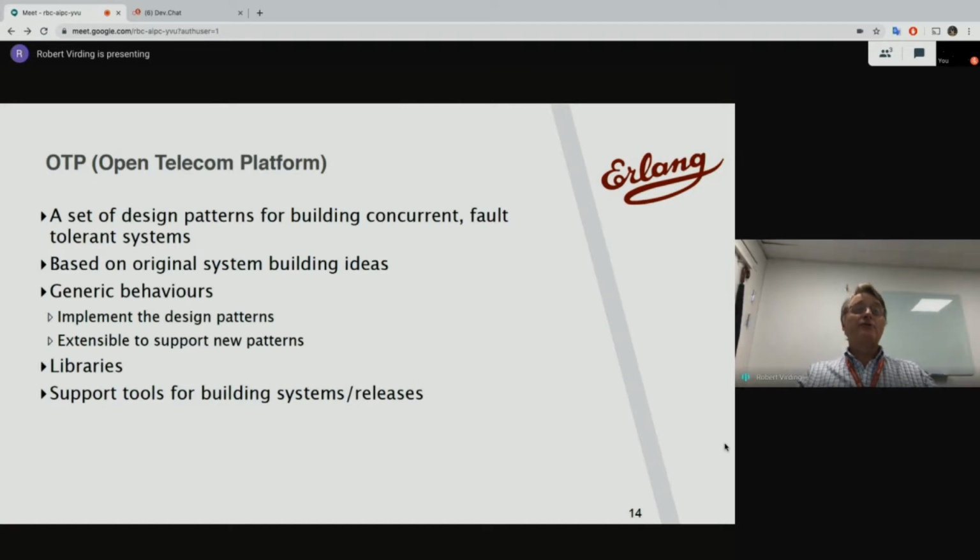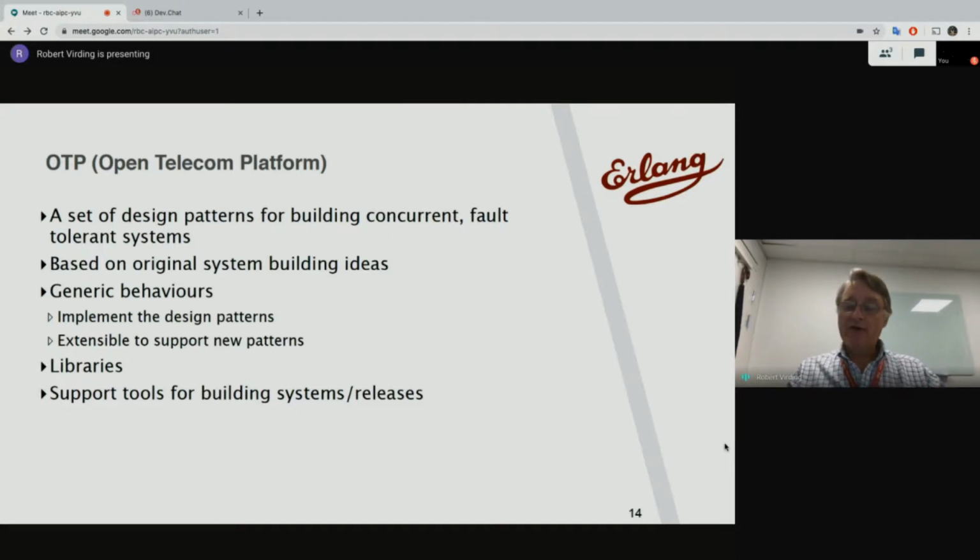So that gets us to OTP. In this talk, I'm still working bottom up. We started with the basic premises for the language. We've looked at what's in the virtual machine, and now we're looking at OTP. OTP stands for Open Telecom Platform, but it's a set of design patterns for building concurrent fault-tolerant systems.